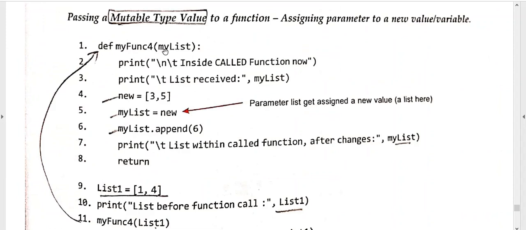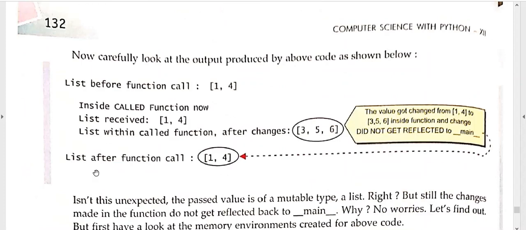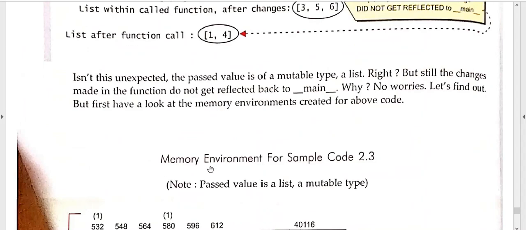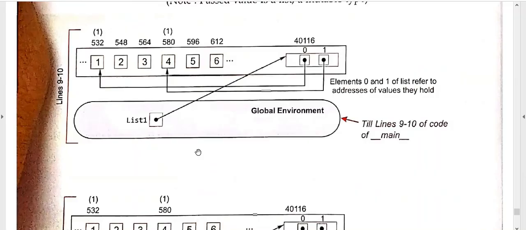Whatever changes you have done were done on the new list, so they will not be returned back. If you had not reassigned my list, then it would have been possible that whatever new appending you have done would have been added, but now it will not be. So if you come back and print it, you will get 1 4, you will not get 3 5 6.